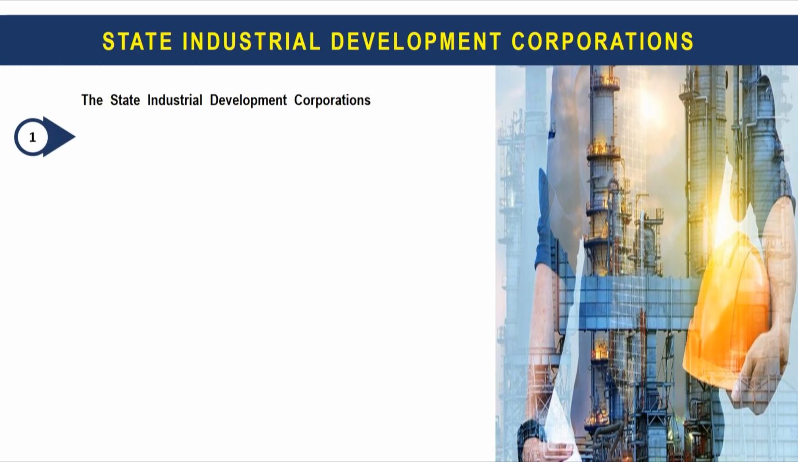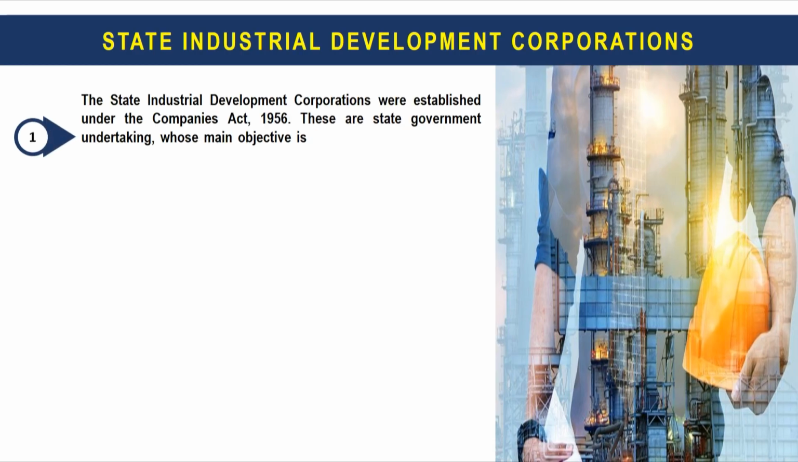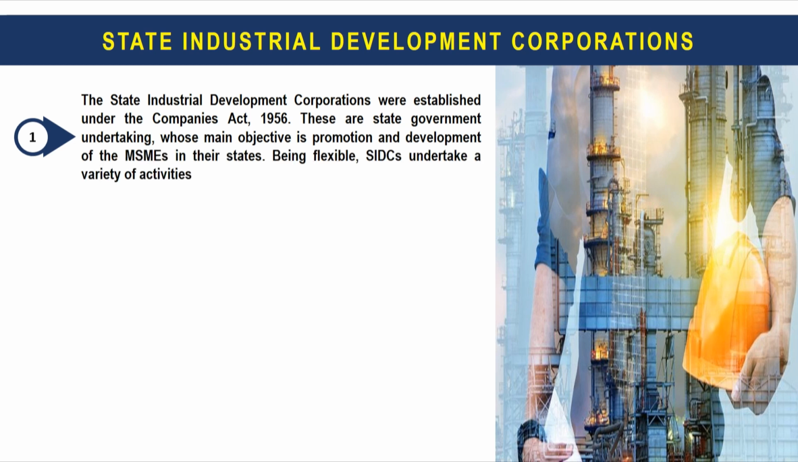The second corporation is State Industrial Development Corporations. The State Industrial Development Corporations were established under the Companies Act 1956. These are state government undertakings whose main objective is the promotion and development of the MSMEs in their states. That means at national level we have understood what are the functions and what are the various schemes under the MSME. In order to facilitate the schemes which are available at the national level to the state level, these corporations help in facilitating this.